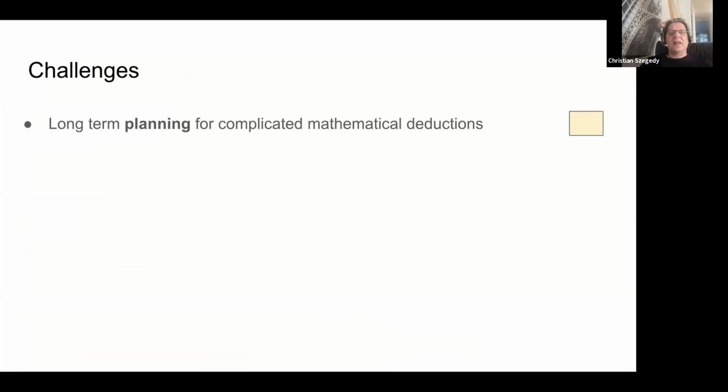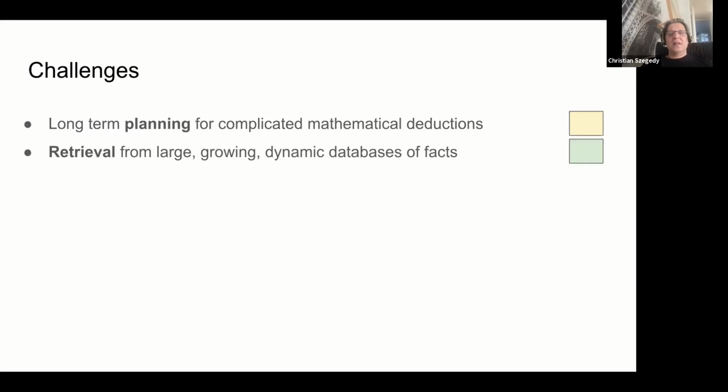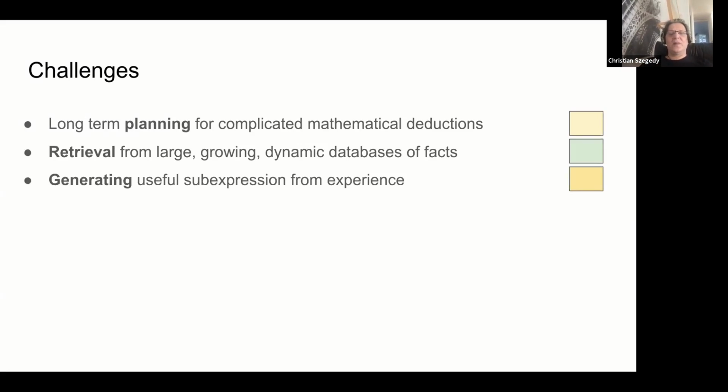Let me give a small overview of the challenges that still remain in mathematical reasoning by neural networks. One is long-term planning. There is a lot of reinforcement learning work going on, but it is much harder to apply to mathematics because we have this growing knowledge base of statements. Reinforcement learning is not really tailored toward that, but we are working on it. We can do retrieval from a large growing database of facts, but integrating it with reinforcement learning is a non-trivial problem.